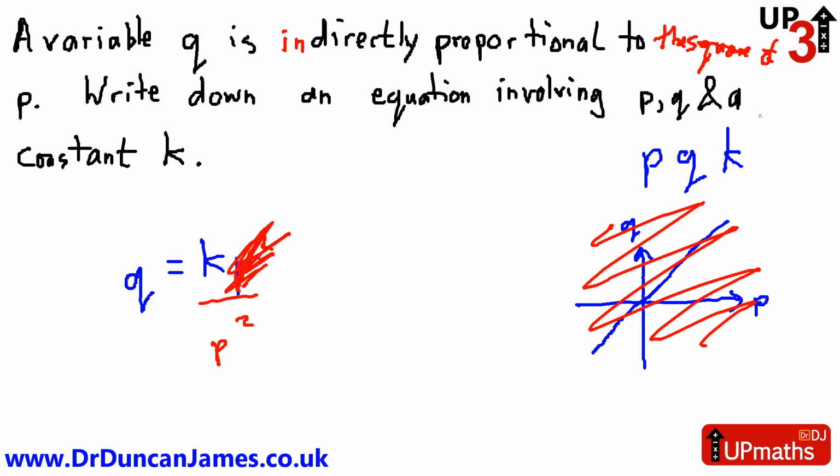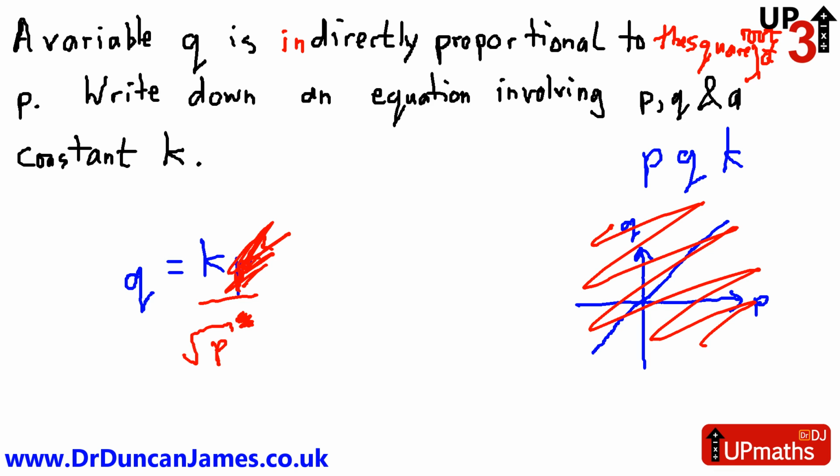What if it said square root of p? In that case, we'd do that. Should we change it again?